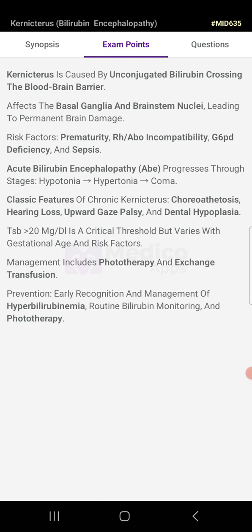TSB greater than 20 mg per dL is a critical threshold but varies with gestational age and risk factors. Management includes phototherapy and exchange transfusion. Prevention: early recognition and management of hyperbilirubinemia, routine bilirubin monitoring and phototherapy.